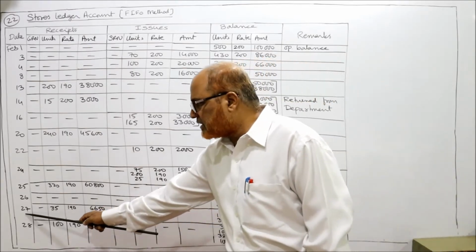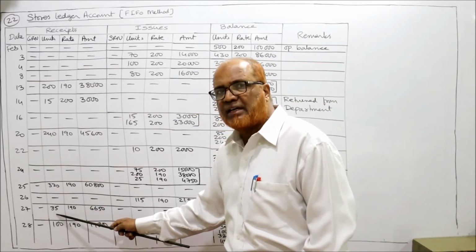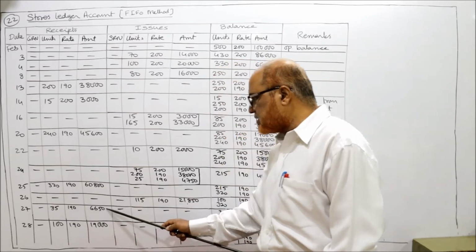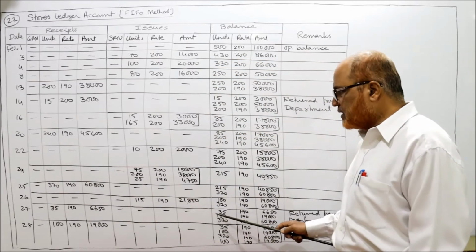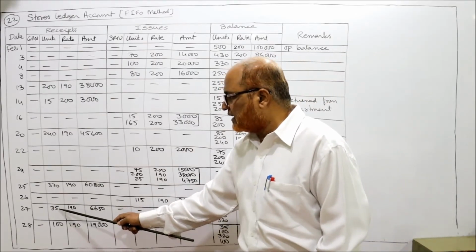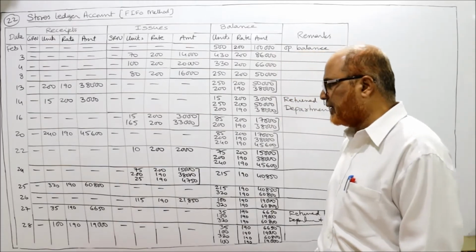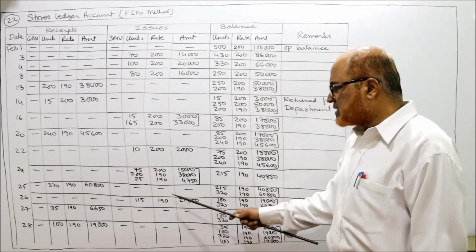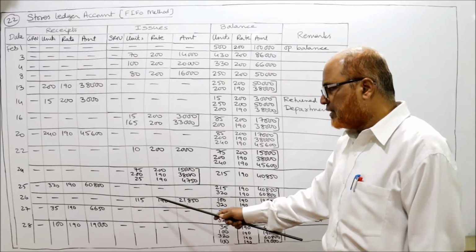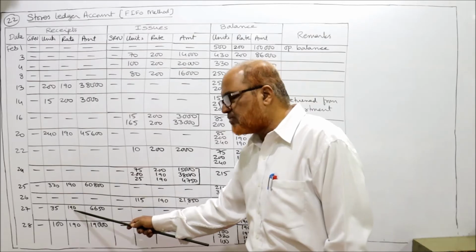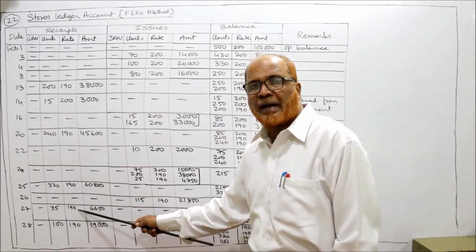Now on 27th, there is a purchase of 35 tons at 190 rupees. So 35 into 190, 6,650. These 35 tons are the return from the department. At what price will it be returned? The last issue was at 190 price. At the 190 price, we will record the return from the department.